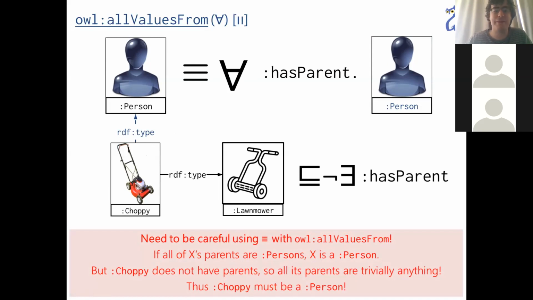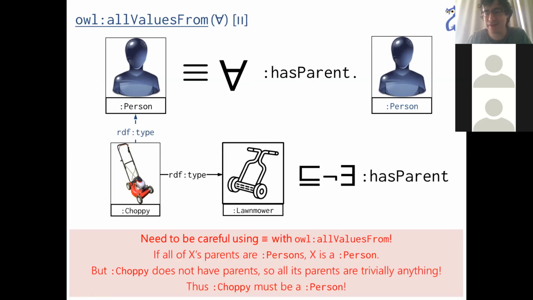So that means that we have to be careful. In general, it's not a good idea. Only in very rare cases would you use equivalent class with all values from, because of this vacuous case, this trivial case of something having none of that thing. If something has no parents, then it will satisfy this class definition here, and then we'll infer it to be whatever is on the other side of the equivalence. So it's quite rare that we would use equivalent class with all values from.